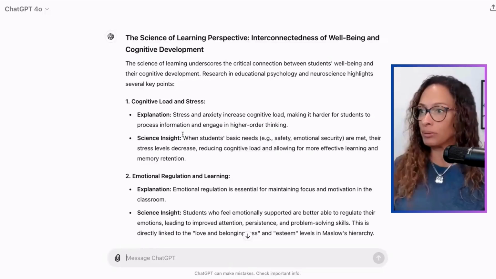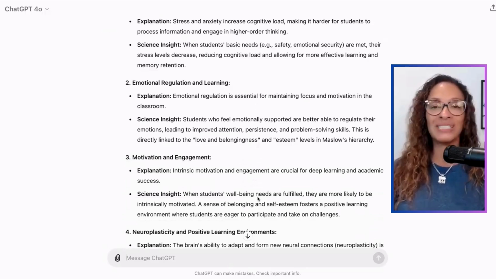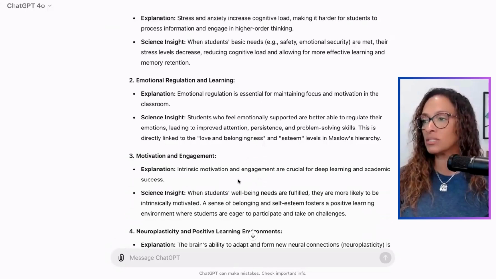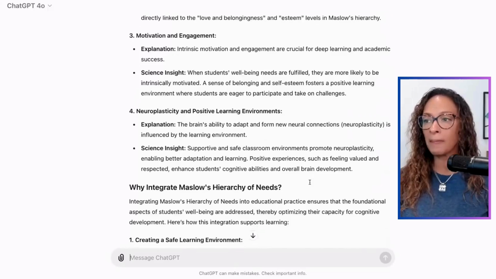And if you haven't seen the movie Inside Out, the second one, you need to really see it because anxiety is a trip. And emotional regulation and learning. Emotional regulation is essential for maintaining focus and motivation. So if they can't manage their emotions, they elope, they're upset, something new is happening, they're like, oh my gosh, it's too much, anxiety. We need to be able to bring students out of that and talk them through that. And then motivation and engagement, intrinsic motivation and engagement are crucial for deep learning. And then science insight, the neuroplasticity and positive learning environments.